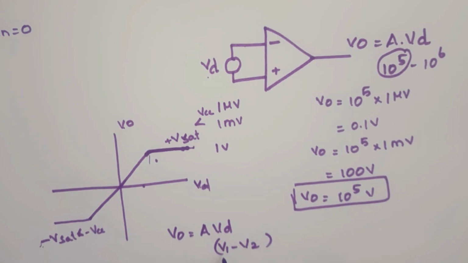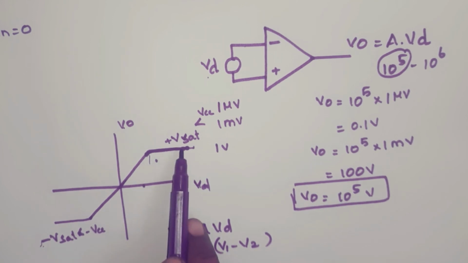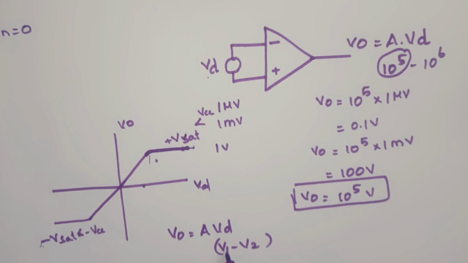So if your V1 value is greater than V2, then you get positive voltage. So here you get plus V saturation. When your V1 value is less than V2, then you get negative output voltage and that is minus V saturation. Your operational amplifier output is either plus V saturation or minus V saturation in open loop.